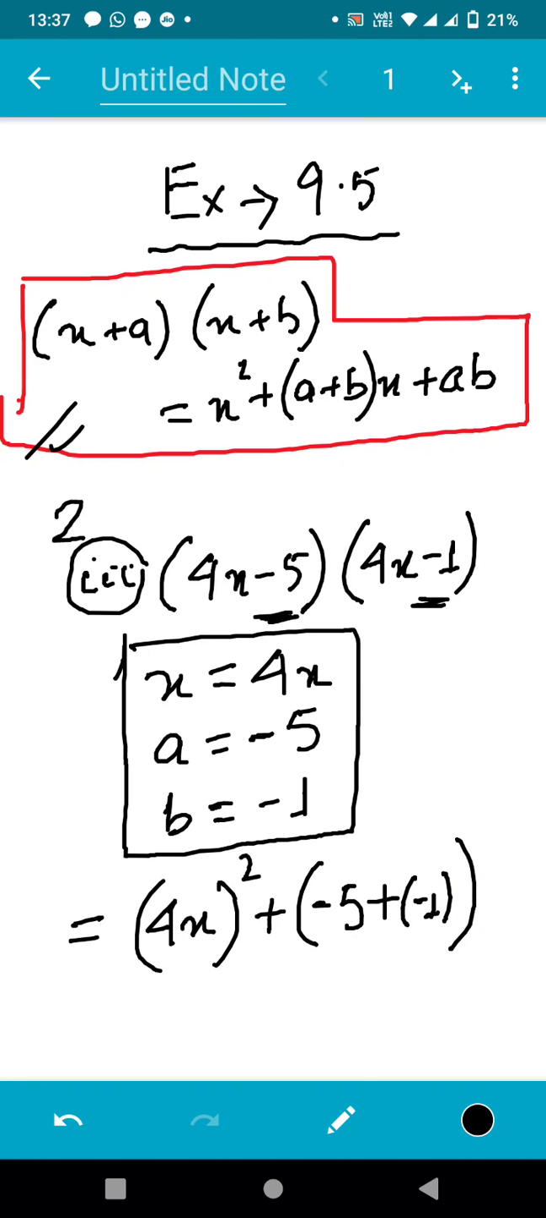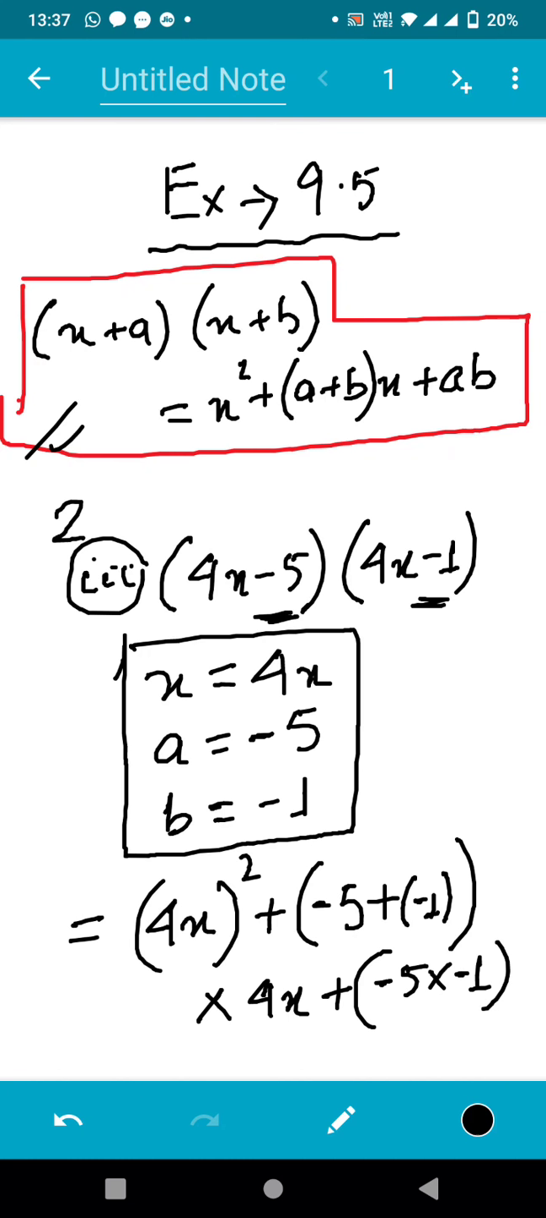Now with this we have to multiply the value of x, that is into 4x, and then again we have to put a plus sign, and finally what do we have to write? a into b, isn't it? What is a? Minus 5 into minus 1. Put this inside the bracket. Okay, now let's go to the next page.